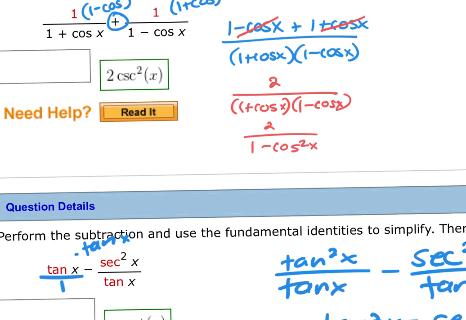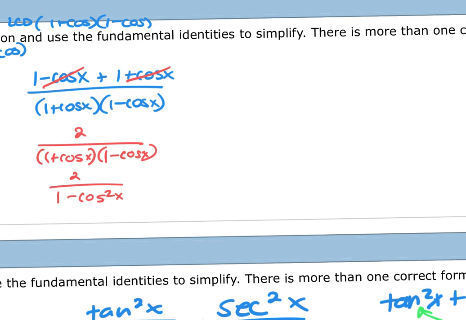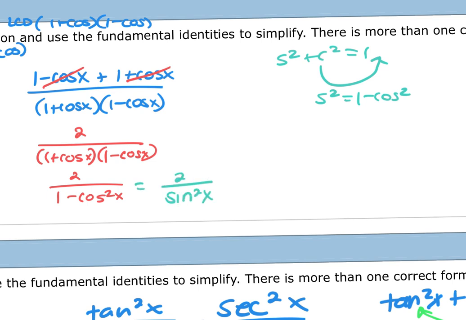And that goes back to your Pythagorean identities. Sine squared plus cosine squared equals 1. If I move the cosine squared to the side with the 1, I get sine squared equals 1 minus cosine squared. So 2 goes over sine squared. And then when I bring sine squared to the top, it becomes its reciprocal function, which is cosecant.